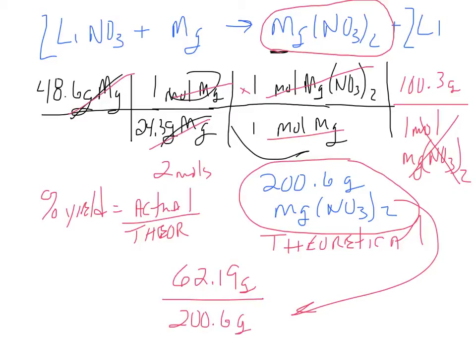The theoretical goes down here, 200.6 grams. So when I divide those two, I come up with a number of 0.31, and we'll say some change, but that's okay. Now, you could either leave the answer like this, or you could multiply it by 100, and it would equal 31%. And that would be the percent yield of this reaction.